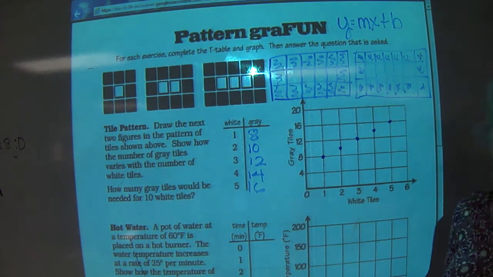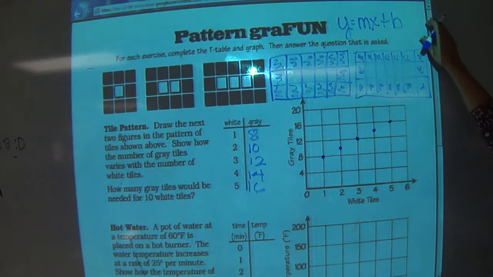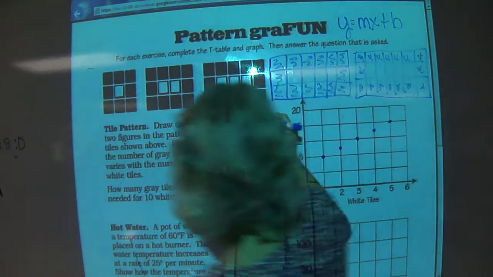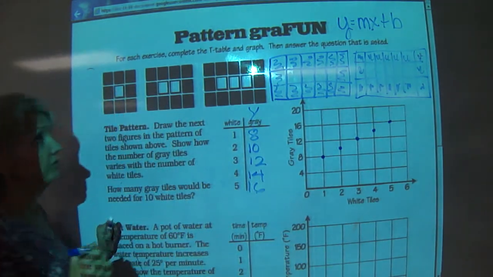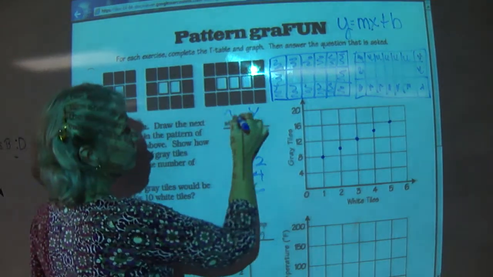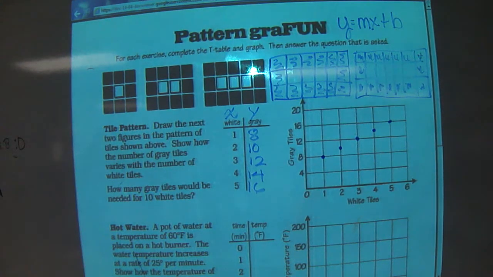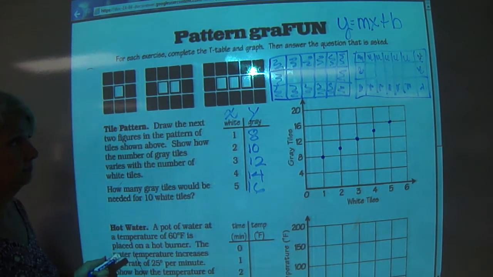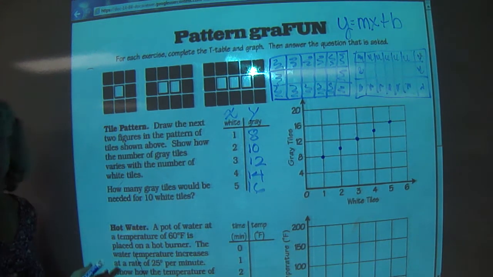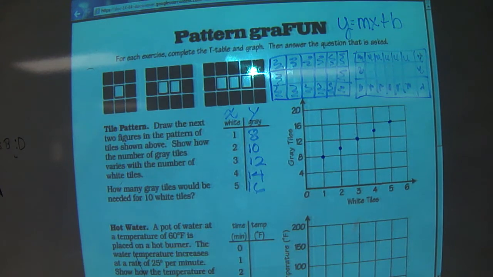All right? So, if we keep this in mind, where y are gray tiles, x is white tiles, can we put, you know where they are? Okay? So, can we put that in an equation and always know what it's going to be? Can we do something to figure it out?